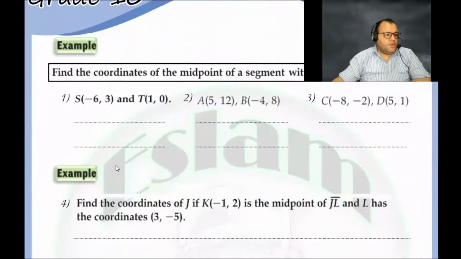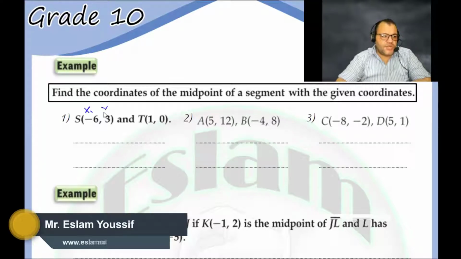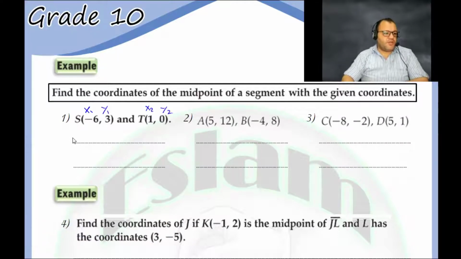So the first question that we have: find the coordinate of the midpoint of the given segment. If the starting point is S and the end point is T, where S is negative 6 and 3, T is 1 and 0. As we said for the distance, it doesn't matter if you start from S or T, but the main point is, when you say this one is x1, so 3 must be y1. This one is x2, so this one would be y2. So how can we find the midpoint?